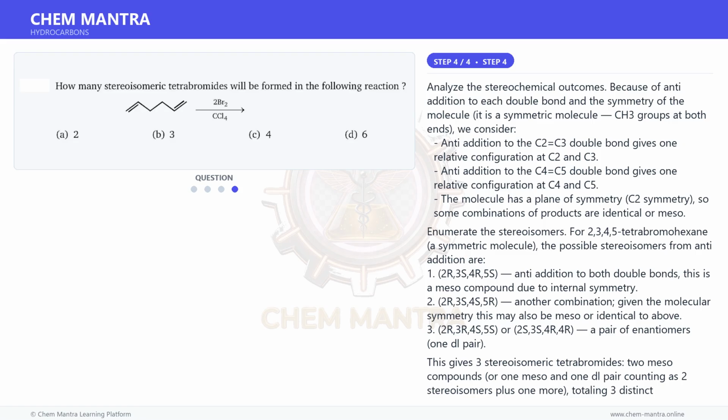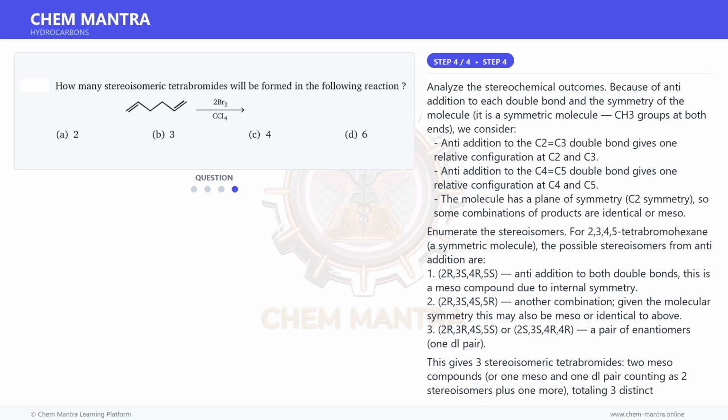2, 2R, 3S, 4S, 5R, another combination. Given the molecular symmetry, this may also be meso or identical to above. 3, 2R, 3R, 4S, 5S, or 2S, 3S, 4R, 5R, a pair of enantiomers, 1 DL pair. This gives 3 stereoisomeric tetrabromides, 2 meso compounds, or 1 meso and 1 DL pair counting as 2 stereoisomers plus 1 more, totaling 3 distinct stereoisomers.